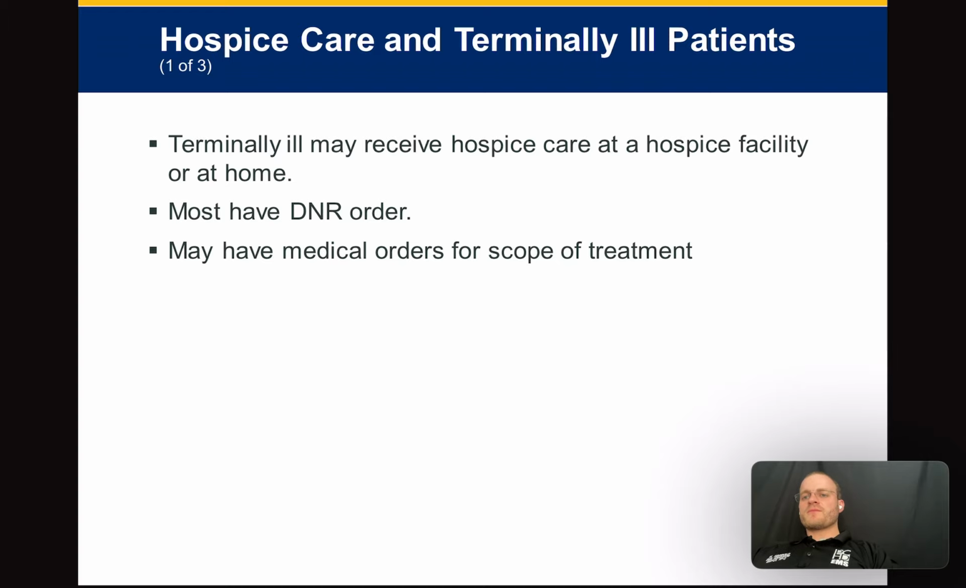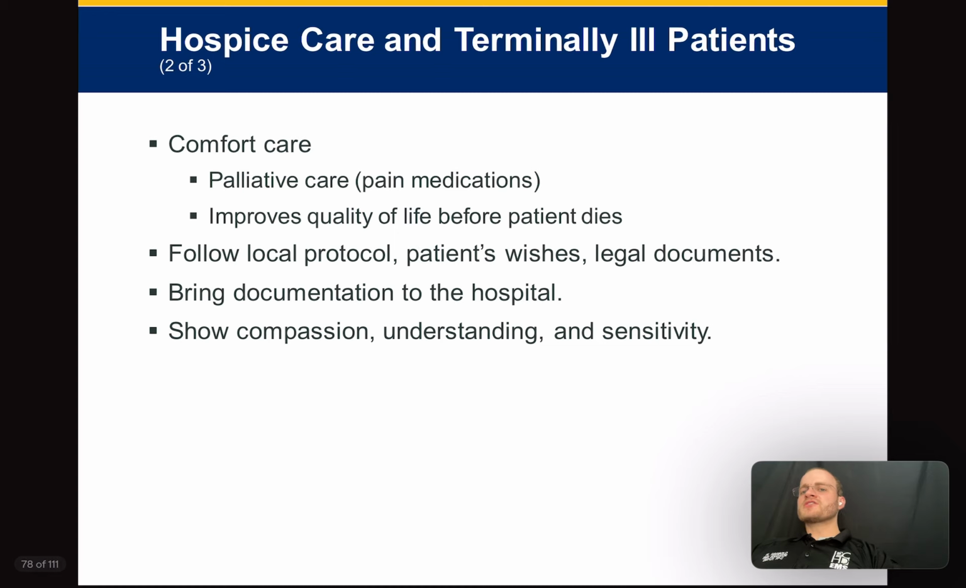And so you may have medical orders for scope of their treatment, right? Now there is something different. We have what's called comfort care, or palliative care. This is where the patient will have a pain medicine and anti-anxiety medication. And so we make the patient comfortable prior to death, okay? This is common. Follow local protocols, the patient's wishes, and legal documents. Bring documentation to the hospital. Show compassion, of course.